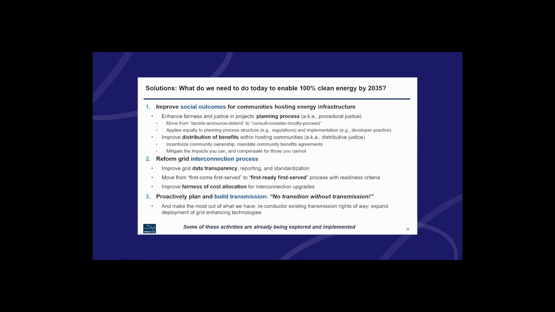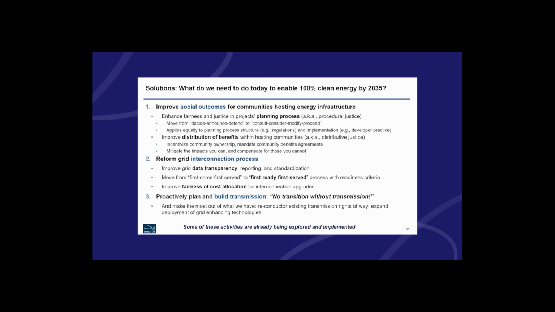All right, for my last slide, let me talk about solutions. So again, I focused a lot on social impacts and transmission impacts. So first, we need to improve social outcomes for communities that are hosting this infrastructure. So how do we do that? Enhance the fairness and justice in this planning process, how we plan and develop and build power plants. Moving away from a decide, announce, defend model to consult, consider, modify, proceed. So working more with communities to build these projects.